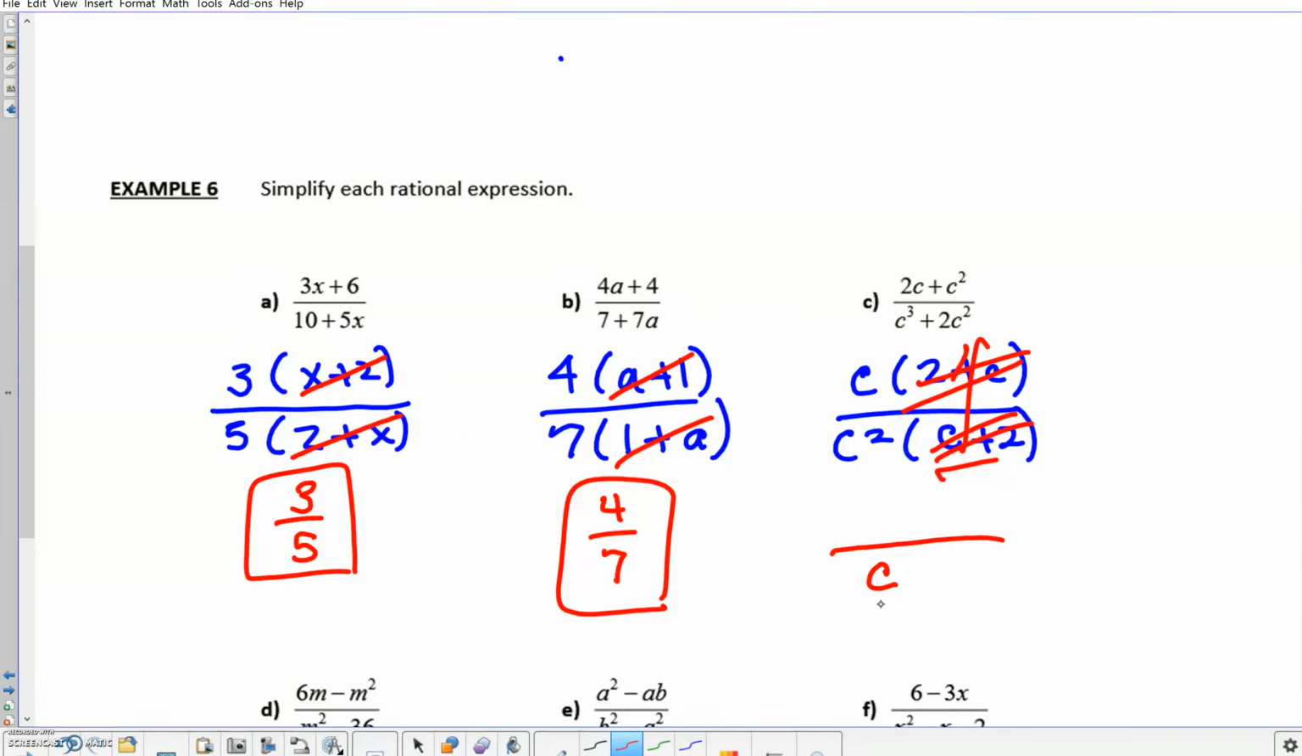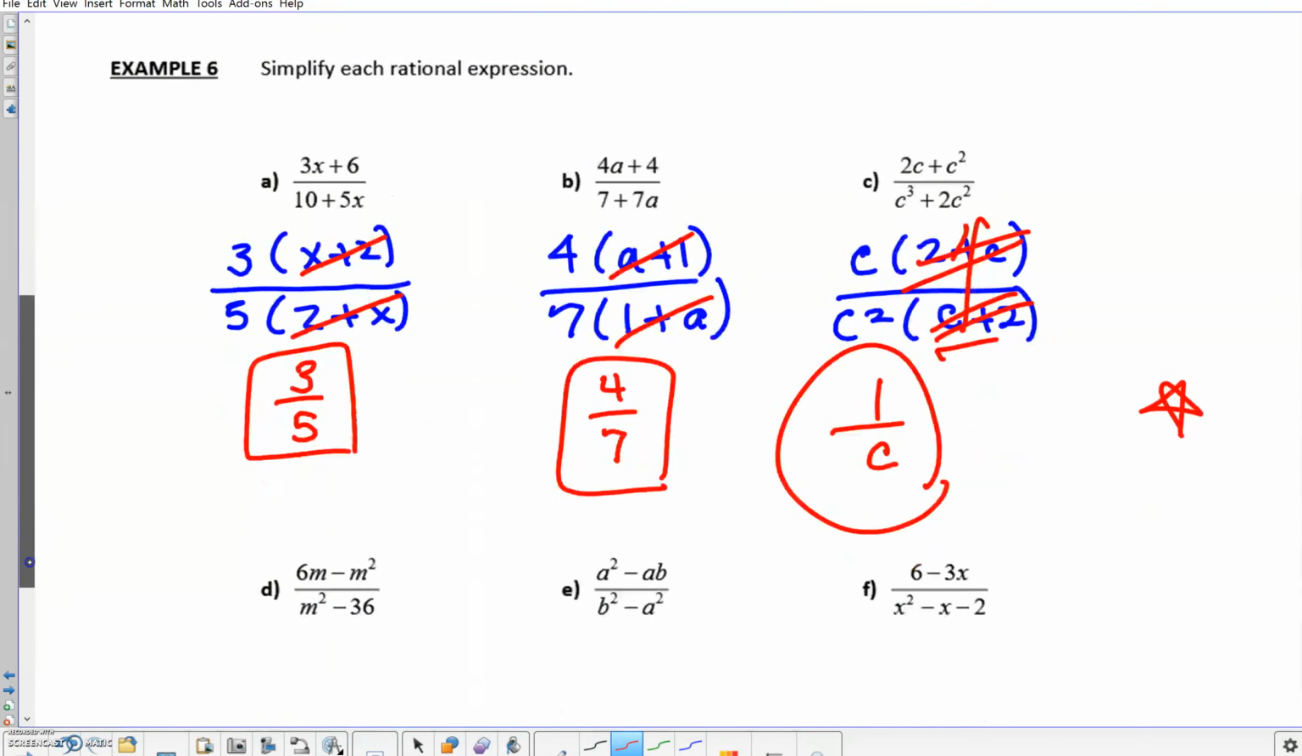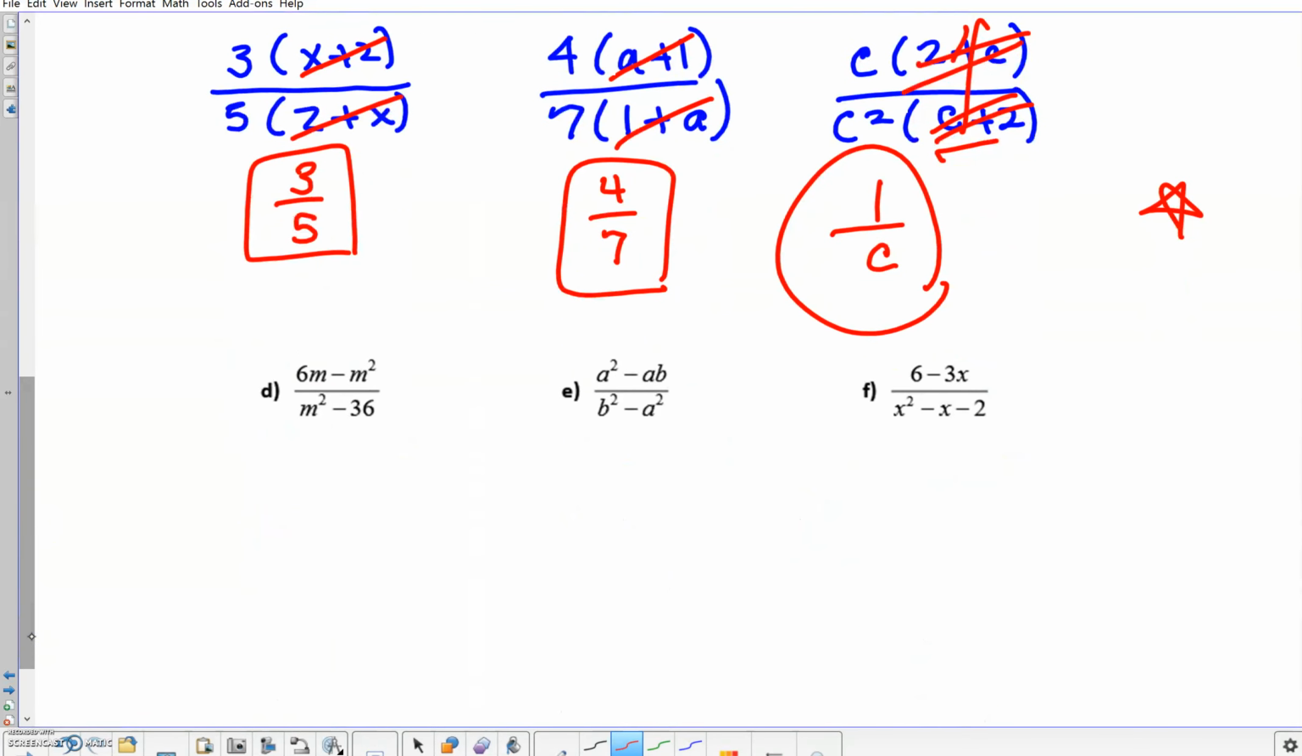Now, I can't just leave it written like that, and I can't simplify it to a C because it's in the denominator. So to show that, I've got to put that 1 up there in the numerator. And my answer then is going to be 1 over C. So make sure that if one thing is left in the denominator, you need to put a 1 in the numerator to show that you've got the denominator C left over.